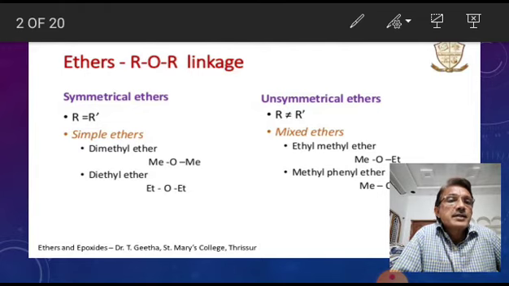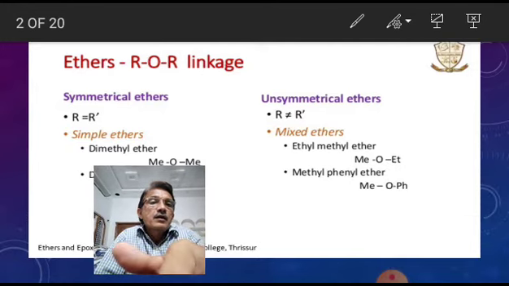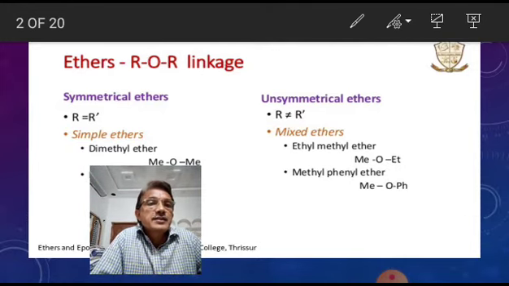Examples for mixed ethers: ethyl methyl ether, C2H5-O-CH3, or CH3-O-C2H5. Second example for mixed ethers is methyl phenyl ether, CH3-O-C6H5. These are the examples for mixed ethers. Mixed ethers contain different alkyl groups.